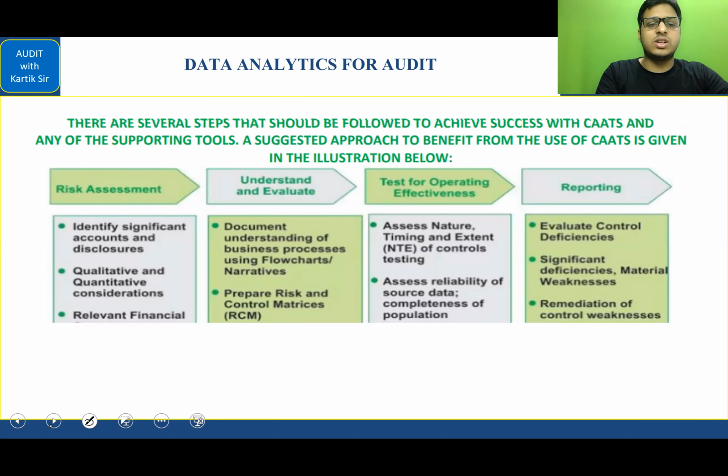Now, the next area is diagram based. I'll just tell you the headings part: data analytics for audit. Here they have written there are several steps that should be followed to achieve success with CAT. This is the most important part. So if you want to achieve success with CAT, what should you do? First of all, you should do a proper risk assessment. Then after that, you understand and evaluate certain areas. Then see whether the areas are working properly or not. Test the operating effectiveness of it. And only after that, you will end up at reporting.